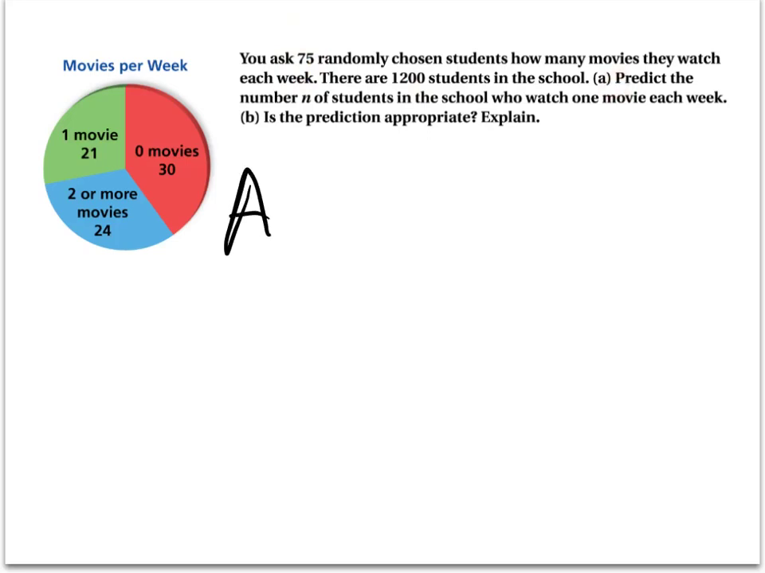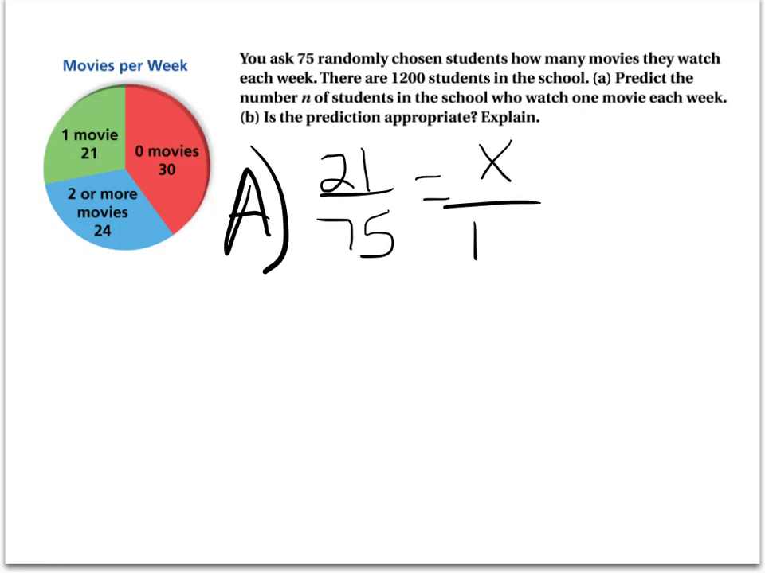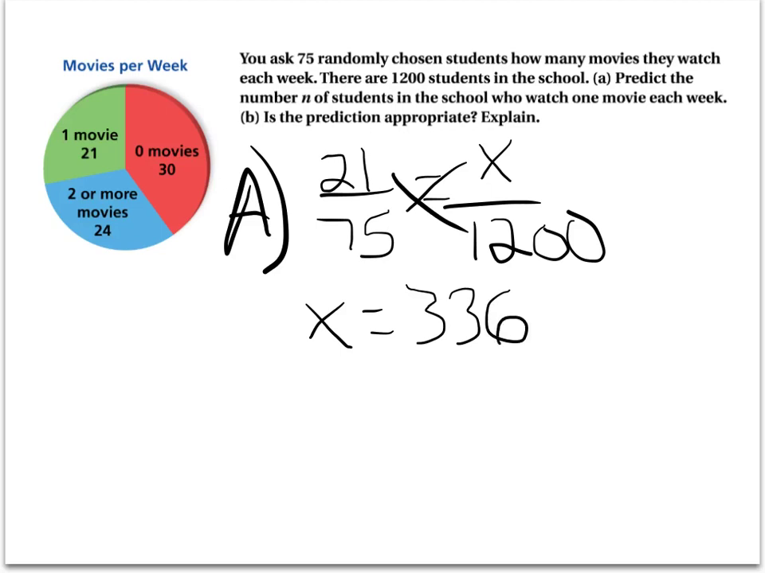So, let's do A together here. We're going to go 21 out of 75, and we want to know what is that out of 1,200. Cross multiply, obviously, X would then equal 336 students. That's how you would find that. Obviously, by reading this circle graph, you all should be experts from doing the last section.